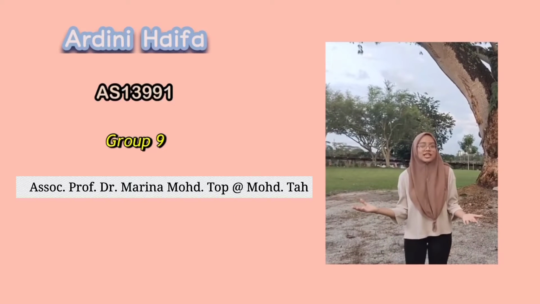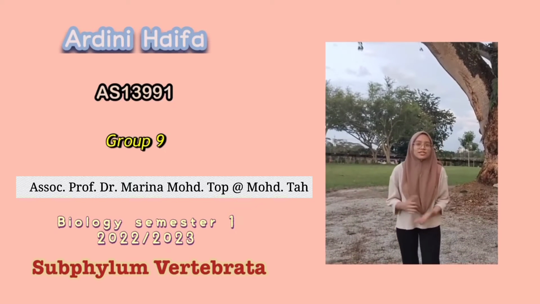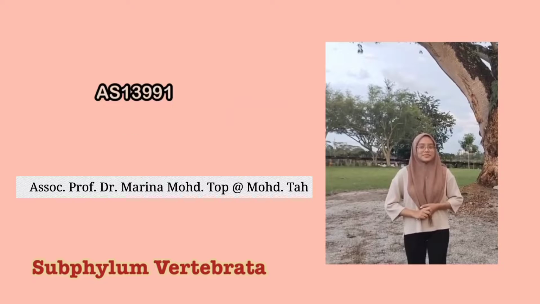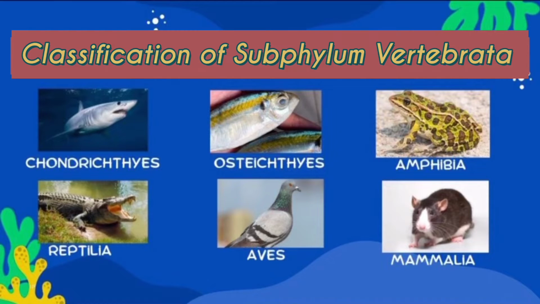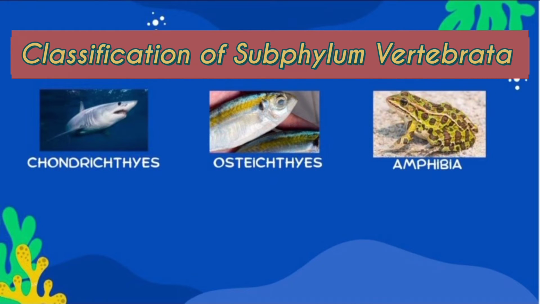And today in biology class, I would like to talk about subphylum Vertebrata. Subphylum Vertebrata is divided into 6 classes, which are Chondrichthyes, Osteichthyes, Amphibia, Reptilia, Aves, and Mammalia. But today I will only talk about 3 classes, which are Chondrichthyes, Osteichthyes, and Amphibia.